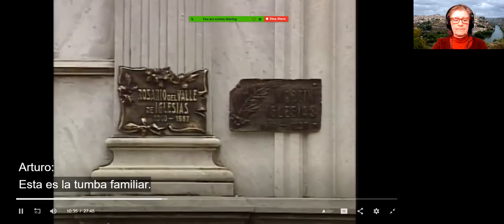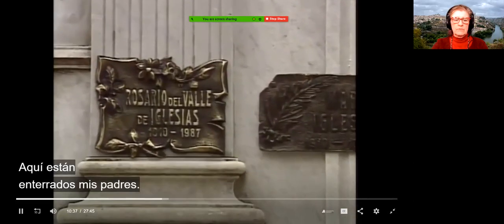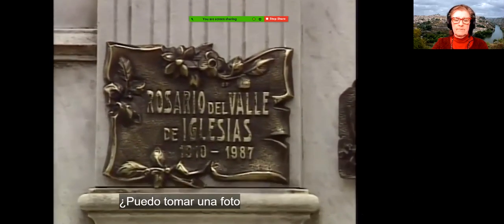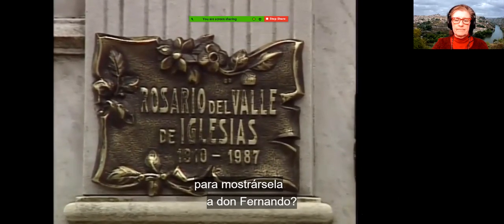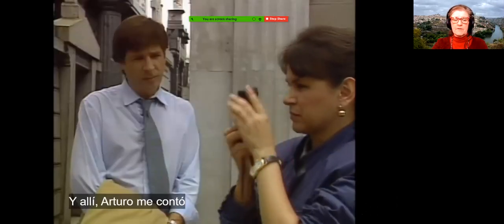Esta es la tumba familiar. Aquí están enterrados. Family tomb. ¿Puedo tomar una foto para mostrársela a don Fernando? Can I take a picture to show them Fernando?